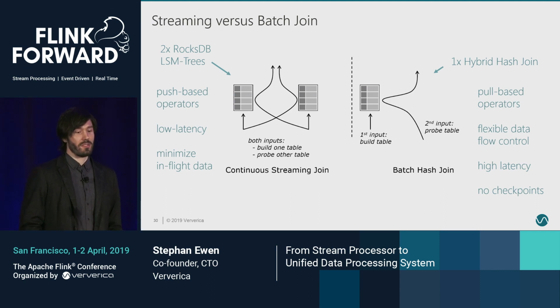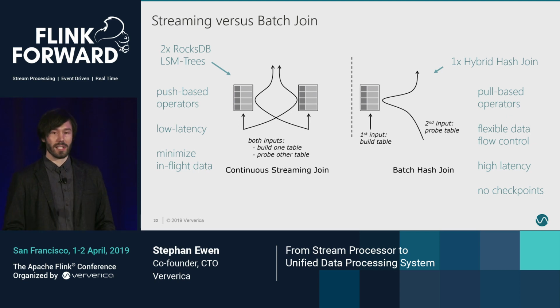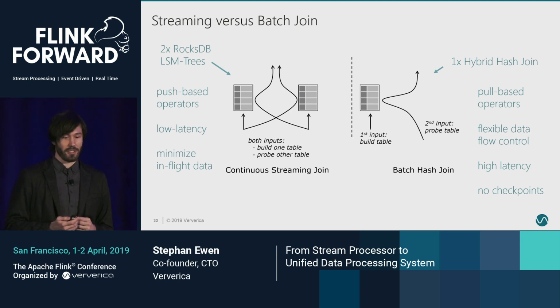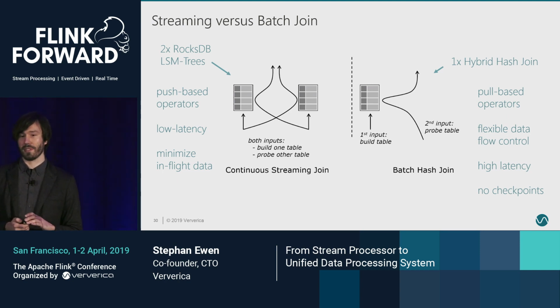The continuous streaming join works with push-based operators, which give you low latency, which have the effect of minimizing in-flight data, which is really good if you want to do distributed checkpoints like Flink does. Versus on the batch side, pull-based operators, flexible control over the data models, that's what you need to support algorithms like hybrid hash join. But it leads to higher latency, and it's not very trivial to do checkpoints like that.